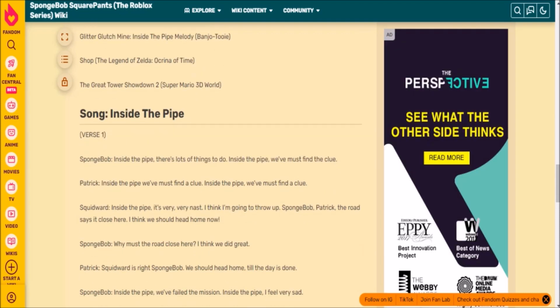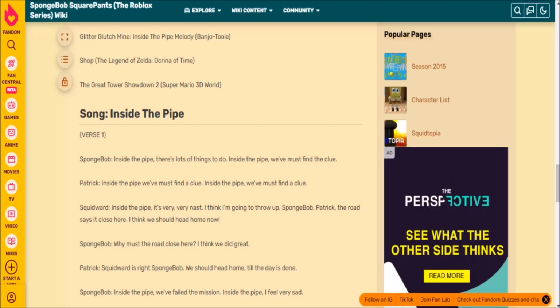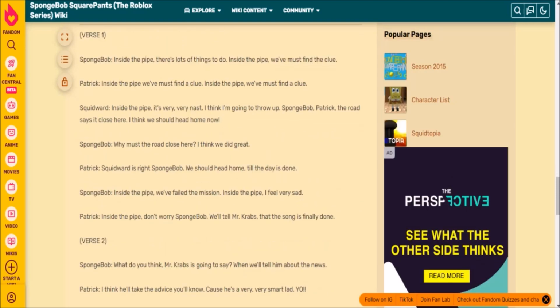Alright, song, Inside the Pipe, verse 1. SpongeBob: Inside the pipe, there's lots of things to do. Inside the pipe, we must find the clue. Patrick: Inside the pipe, we must find the clue. Inside the pipe, we must find the clue. Squidward: Inside the pipe, it's very, very nasty. Well, it's supposed to be nasty, not nast. I think I'm going to throw up.